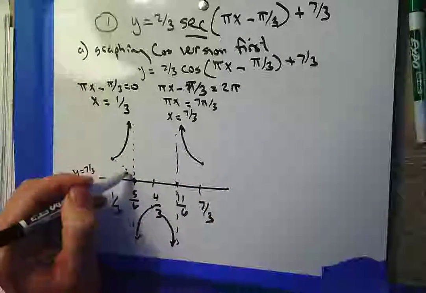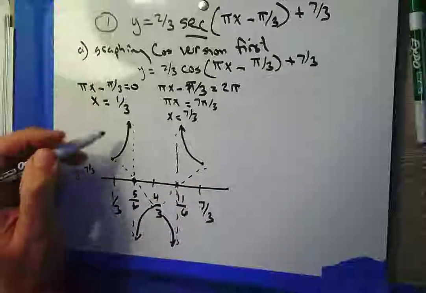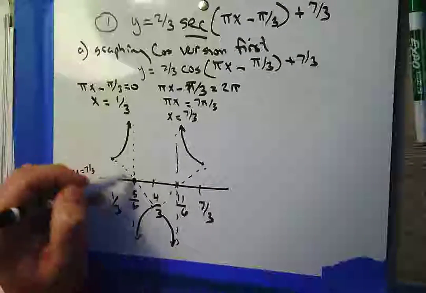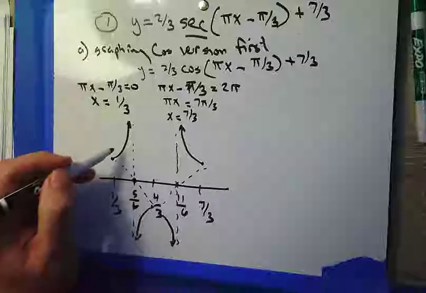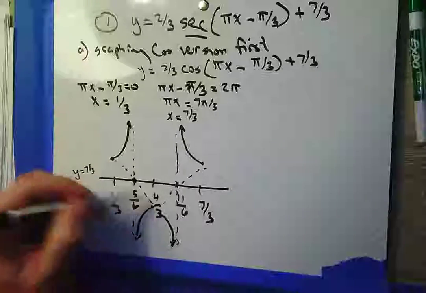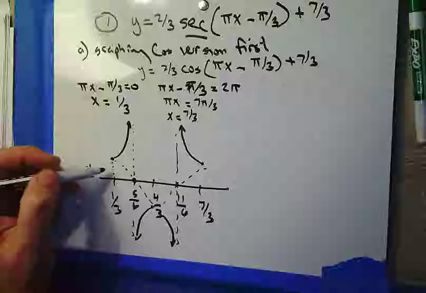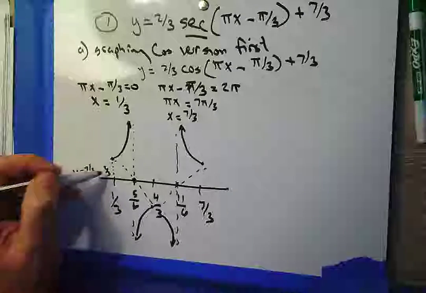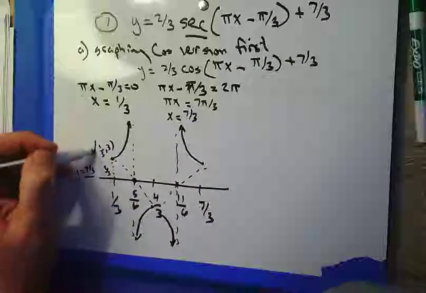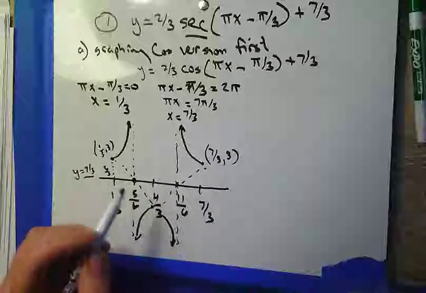If it helps to draw in that cosine, to know what you're reflecting against, you should do that. But make sure it's not the same color or the same thickness as you use for the secant graph line. To graph these low and high points, I'll use my d value and my amplitude of 2/3. So 7/3 plus 2/3 is 9/3 or 3. 1/3, 3. 7/3, 3.